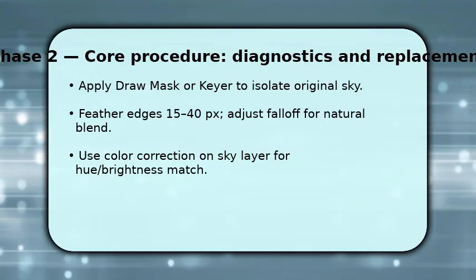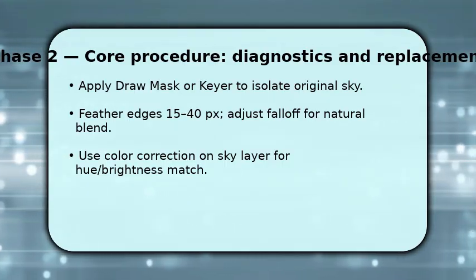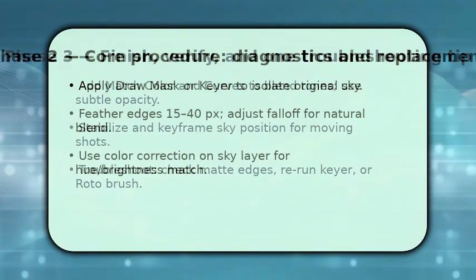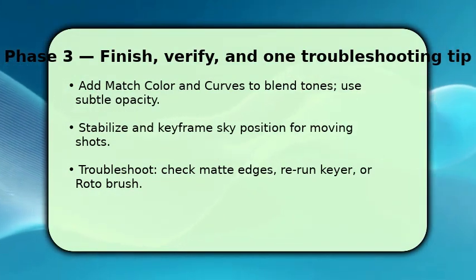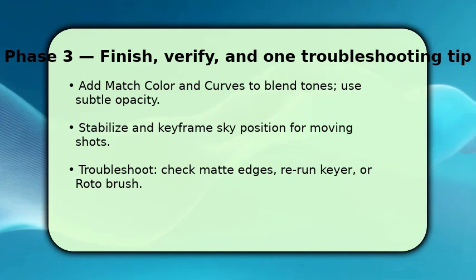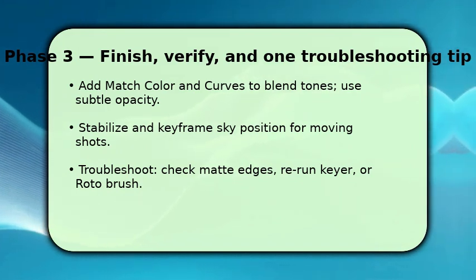Make sure to keyframe the mask path if the camera moves, otherwise edges will drift. Finish by refining blend and motion so the sky feels native. Apply match color or curves to both layers. Reduce opacity of the sky slightly if needed, and nudge hue until highlights and shadows align.